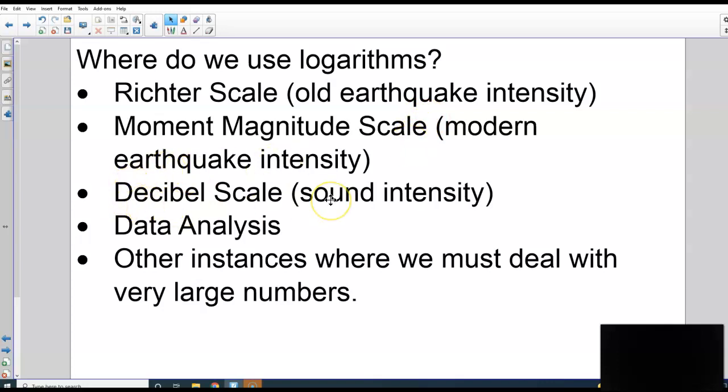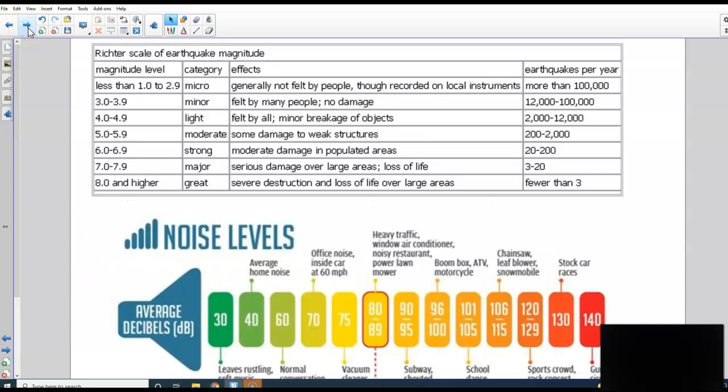You have the decibel scale, that's for sound intensity, and we'll look at an example of both of those. Data analysis is something where you're going to use this a lot, or see this a lot. It's especially helpful if you're looking at things that have really, really large numbers, because logarithms sort of help take care of dealing with those. Some other instances, like I said, could be anything where you have to deal with really, really large numbers. That's going to be used. So, show you a couple examples.